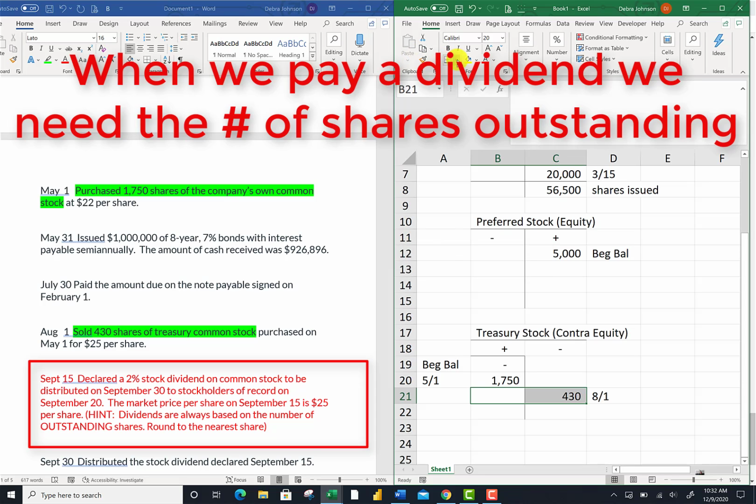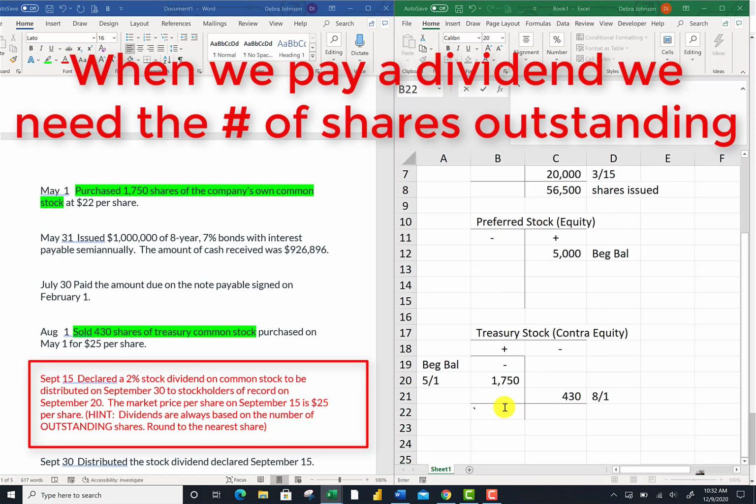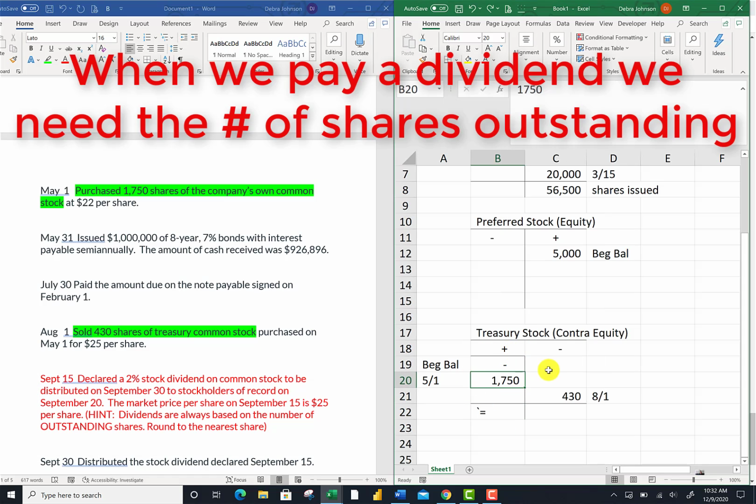How many shares do we hold in the treasury? When I foot this T account, in the treasury, I started off with 1,750, I sold 430, and so what's left is the difference between those two, 1,320 treasury shares. So again, how do I get the amount of the stock dividend?